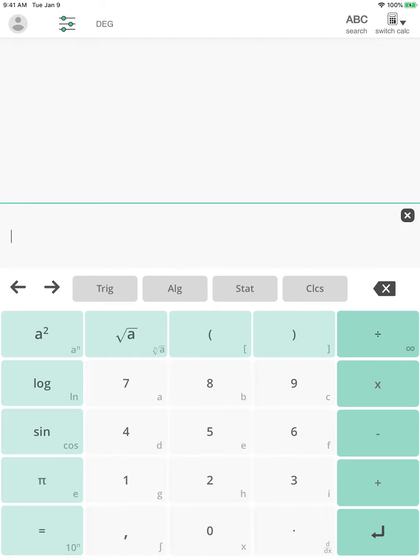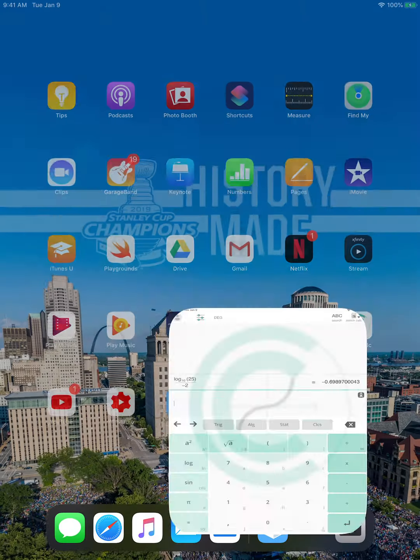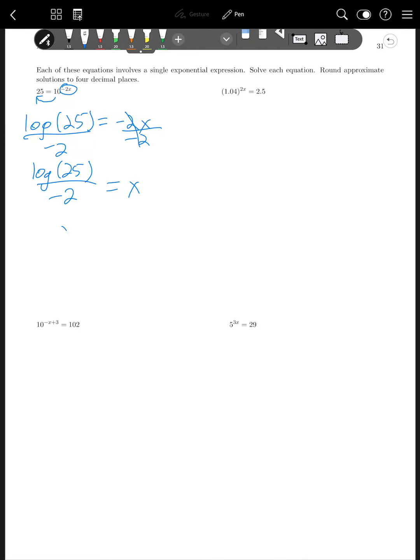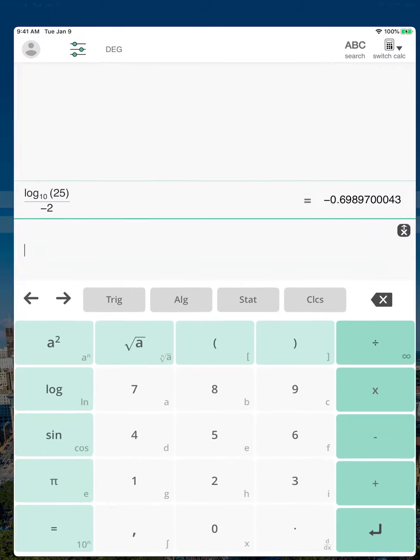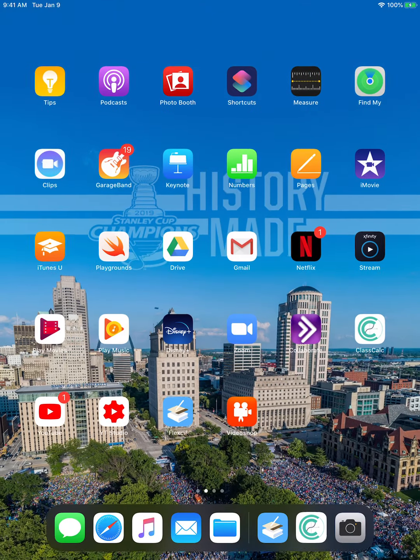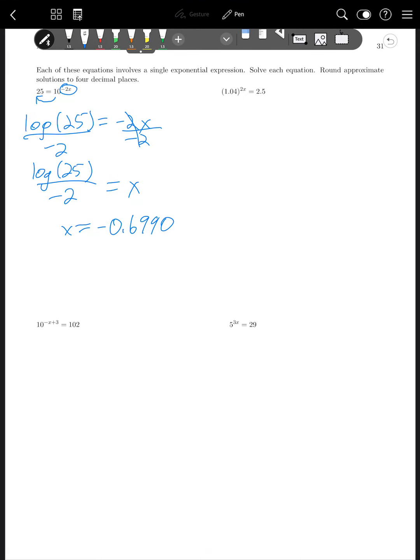So this will be log of 25, and notice how I put the base in there, divided by negative 2. So that's negative 0.6897, which when we round to 4 decimal places will round up. So this would be x is approximately negative 0.6990. Let's just check that to make sure I did it right. Yep. Okay, so that's all there really is to this idea. So that's what we're looking for.